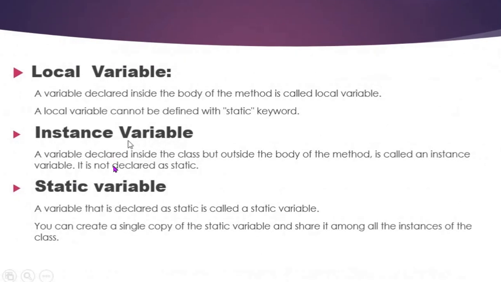Next one is the instance variable. A variable declared inside the class but outside the body of a method is called an instance variable. It is not declared as static. Next one is the static variable. A variable that is declared as static is called a static variable. You can create a single copy of the static variable and share it among all the instances of the class.